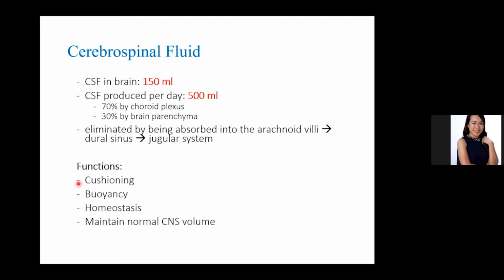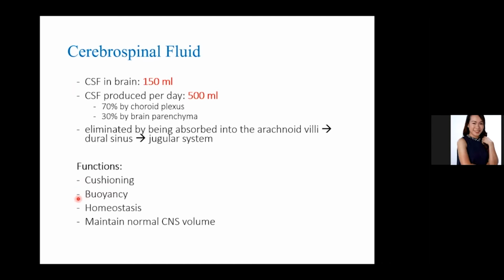In the uterus later on, there will be an amniotic sac which will contain amniotic fluid, and it will also provide cushion for the baby inside the womb. So it's the same thing with that of the cerebrospinal fluid. It will cushion the brain and the spinal cord from any form of trauma.